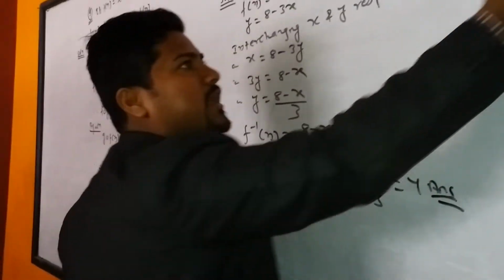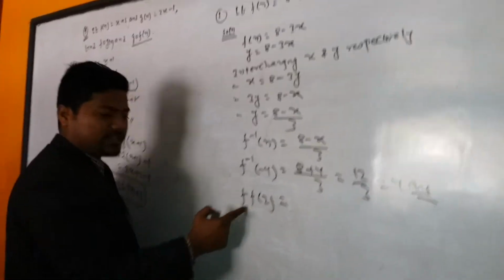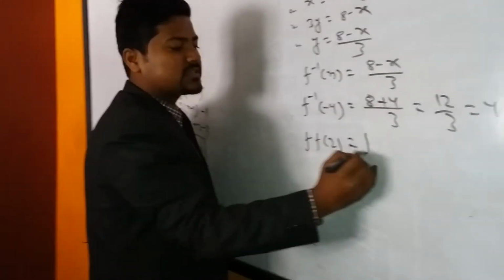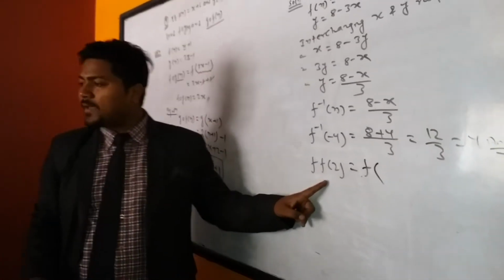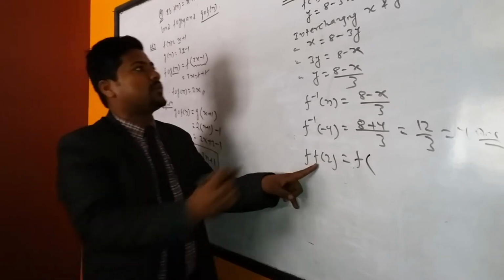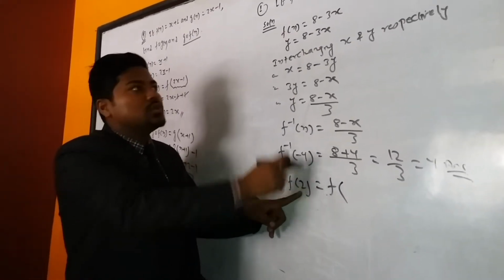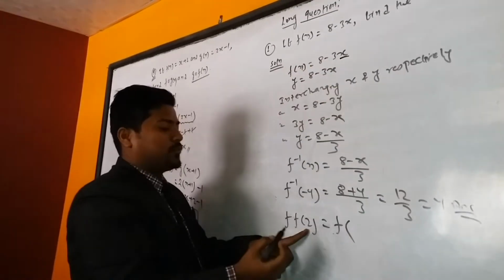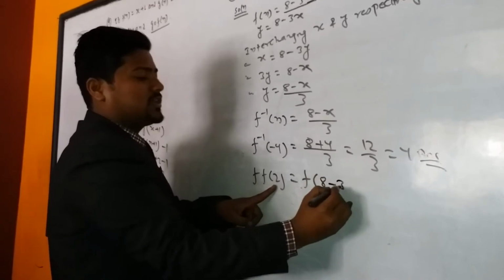Now the next question is f f of 2. So first of all, this f, right? The same. The f of 2 value we have to write here. What to write? The f of 2 value. So in the place of f, where is it now? f is here. In the place of x, what is here? 2. So now in the place of x we have to put 2. So f f of 2 means here 8 minus 3 into 2.